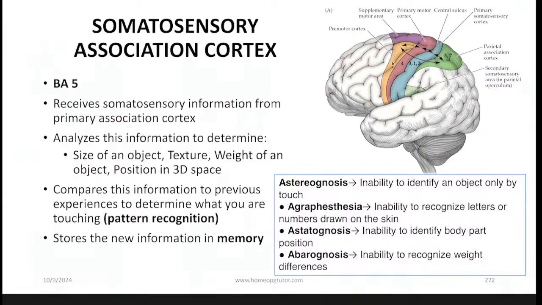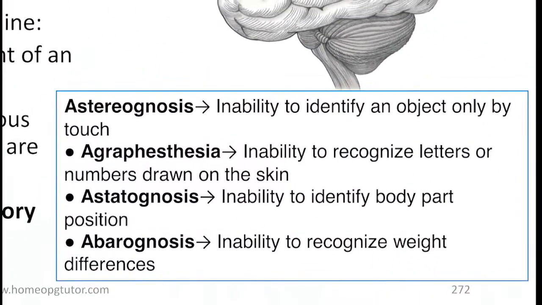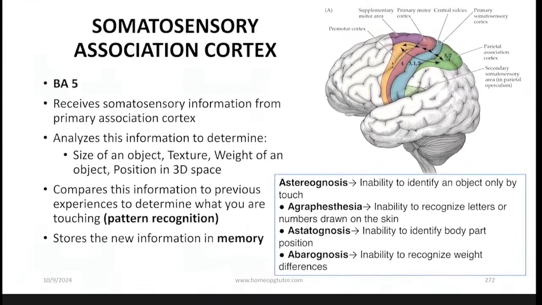With respect to this, if at all there is any problem in the somatosensory association cortex, remember the inability to identify an object only by touch. What do we call it? We call it astereognosis. We have agraphesthesia too. That is inability to recognize letters or numbers drawn on the skin. Astatognosis, that is inability to identify a body part position. Abarognosis, that is inability to recognize weight differences. These are in relation to this.